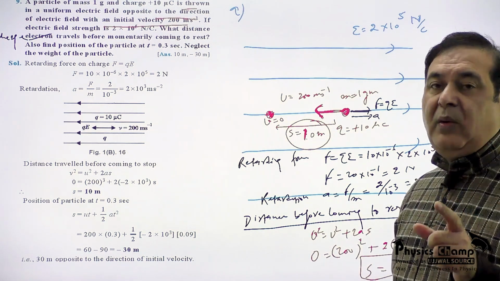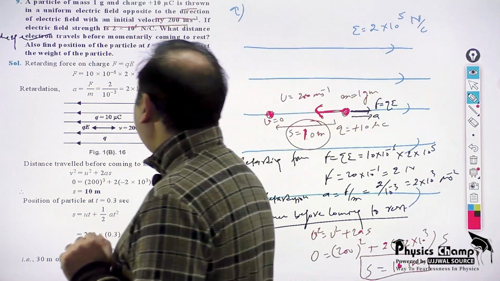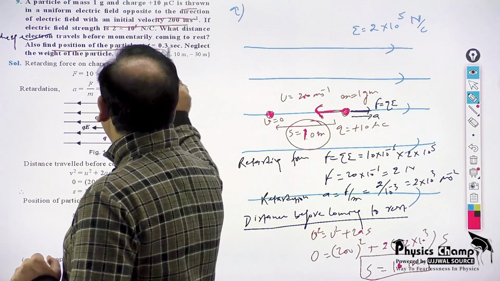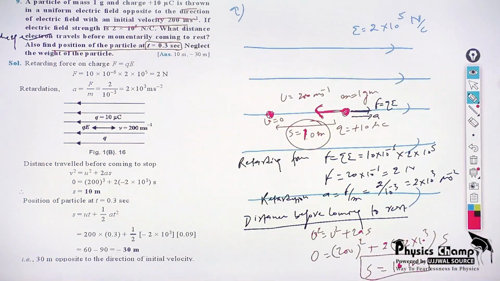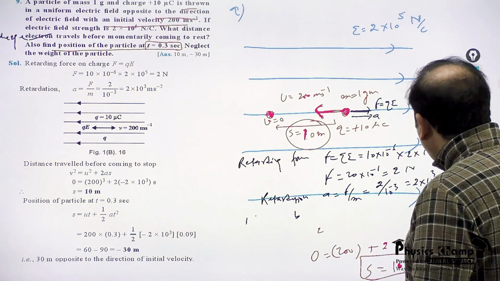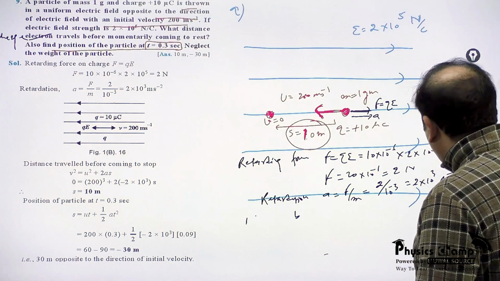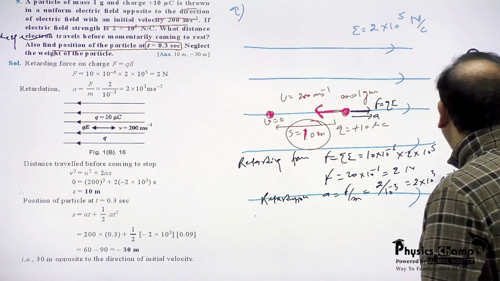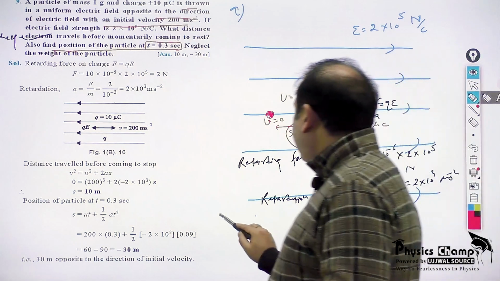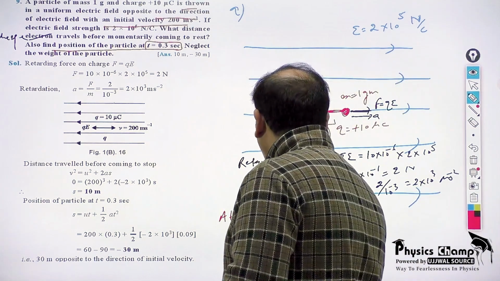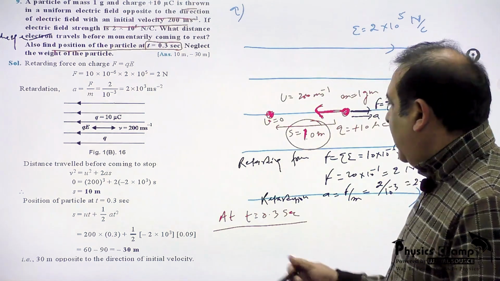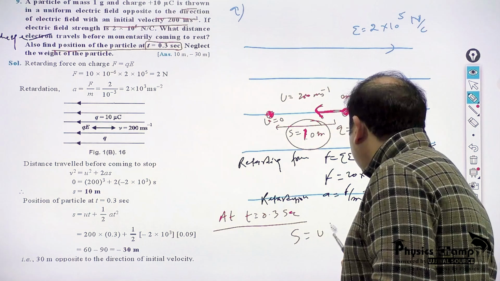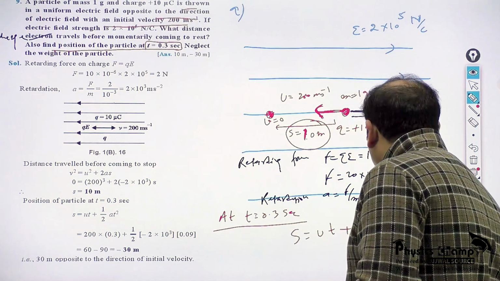We are also required to find the position of the particle at t equal to 0.3 second. So the other thing I need to find here is the position of the particle at t equal to 0.3 second. Where will the particle be at t equal to 0.3 second? I can use the second equation of motion, s is equal to ut plus half at square.